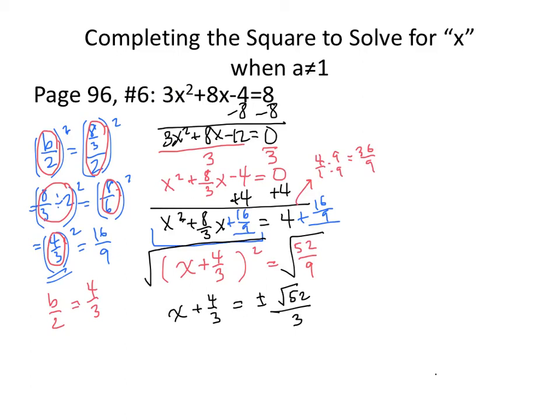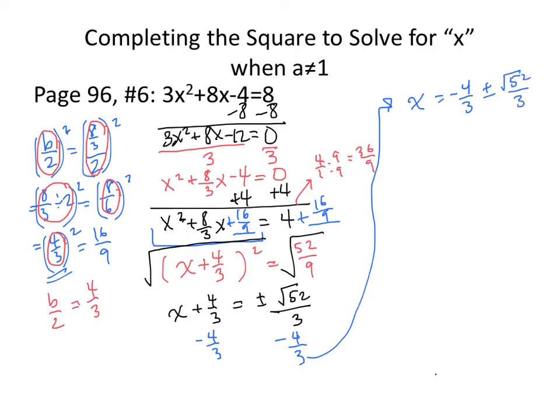Now, we're going to subtract 4 thirds from both sides. And I'm going to take my work up here. And I'm going to get x equals negative 4 thirds plus or minus root 52 over 3. Notice the common denominators. That allows us to combine everything together. And so we now have x is equal to negative 4 plus or minus root 52 all over 3. This is a pretty good answer.